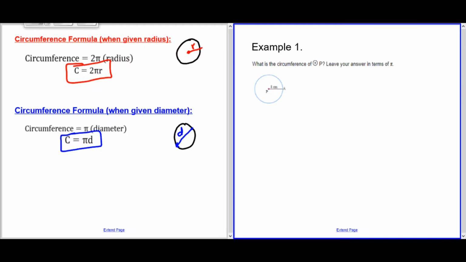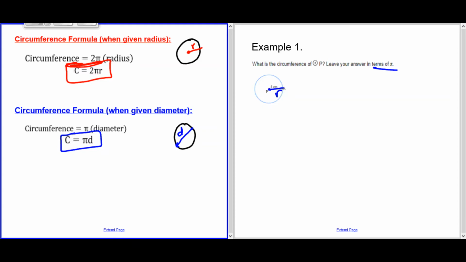We want to find the circumference of circle P. Leave your answer in terms of pi. So in this circle, we have a line that goes from the center to the edge. Remember, when it goes from the center to the edge, it's a radius. So we're going to be using the first formula, C equals 2 pi R. How do I know I should use that one? Because I have a radius. My diagram matches this diagram right here.